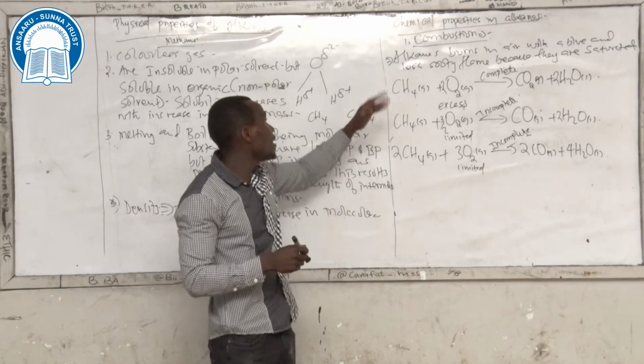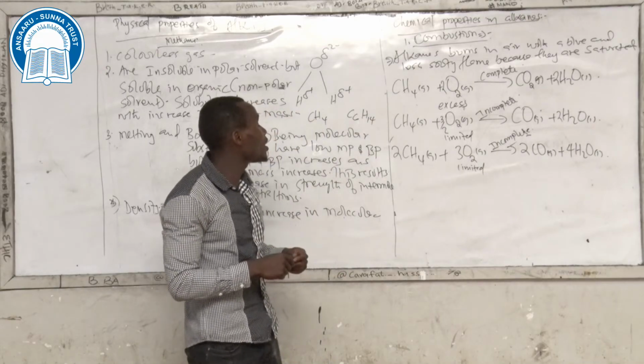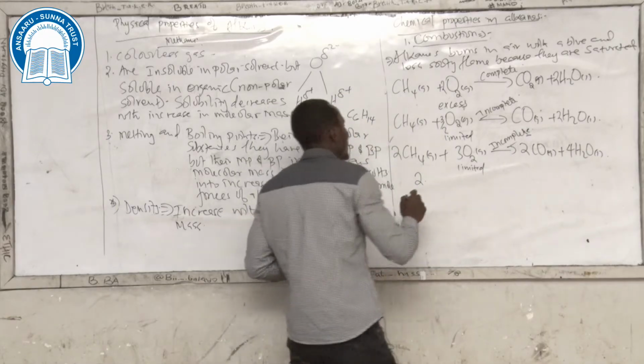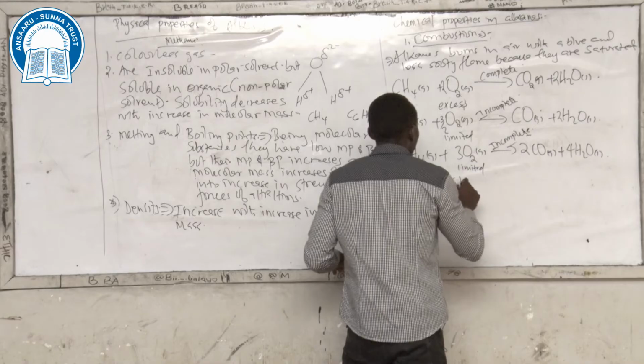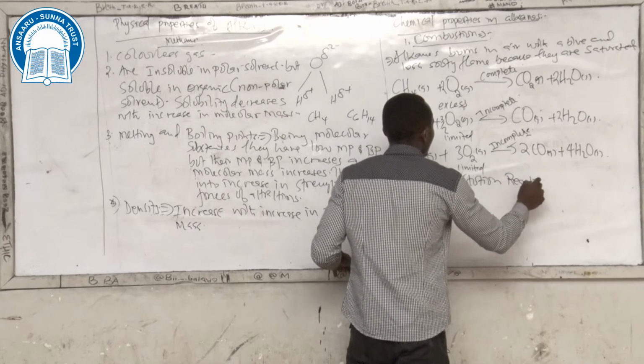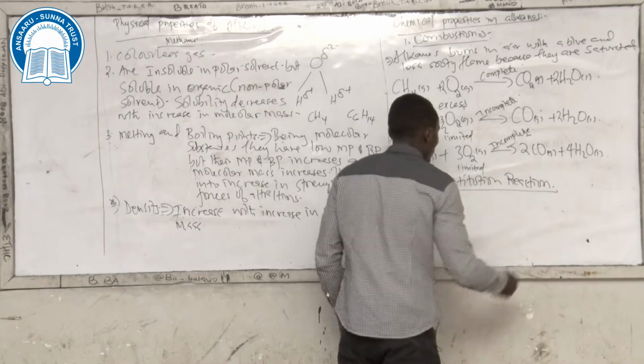So this gives us the first chemical property of alkanes. The second chemical property is substitution reaction.